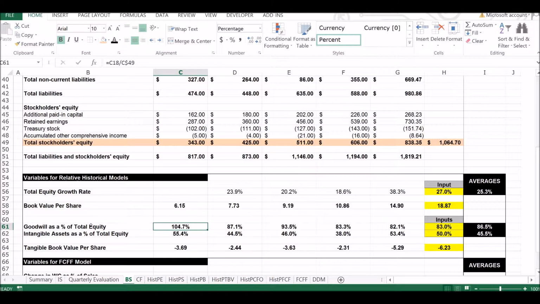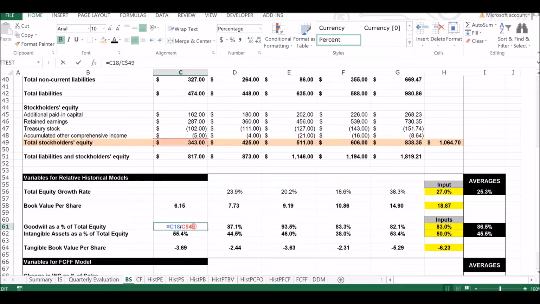So now further down, you're going to be looking at goodwill as a percentage of total equity. Now this isn't specifically the way that a common form of balance sheet is actually done. Usually it's a percentage of total assets, but for this we're going to be using a simpler version in terms of goodwill as a percentage of total equity instead.